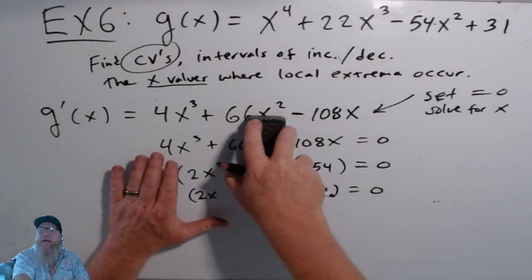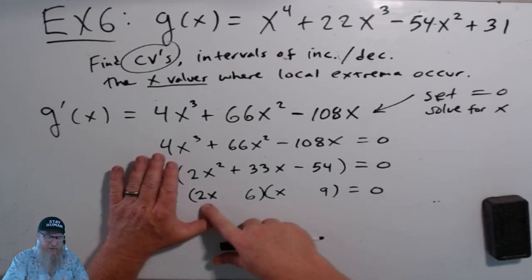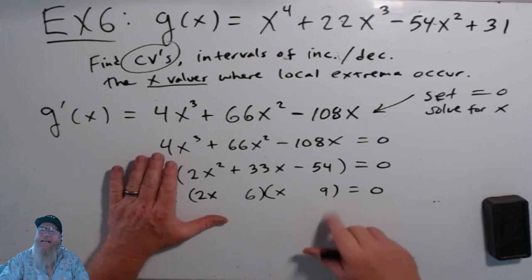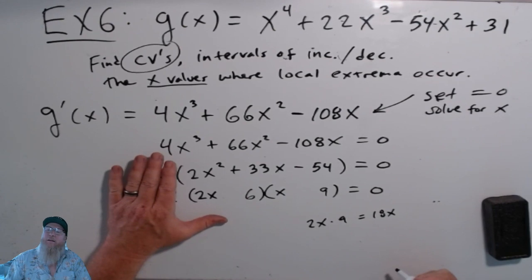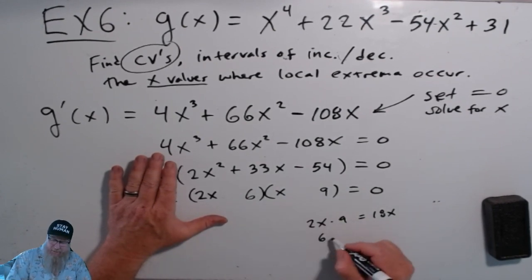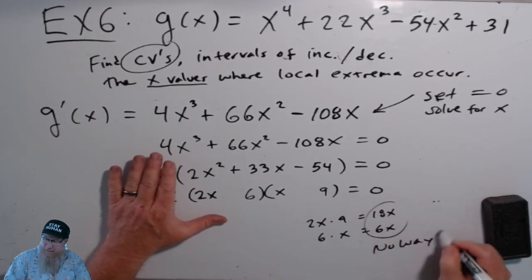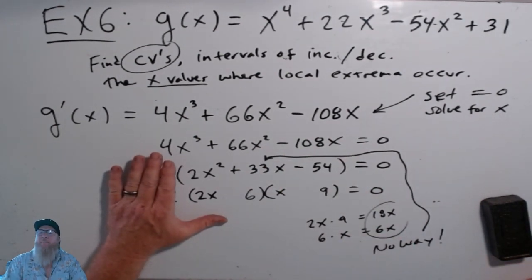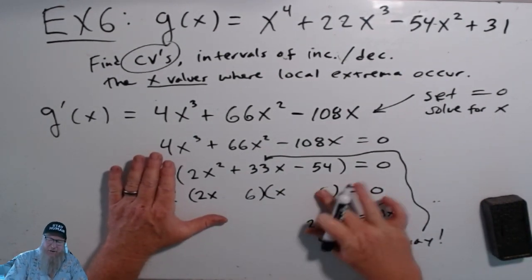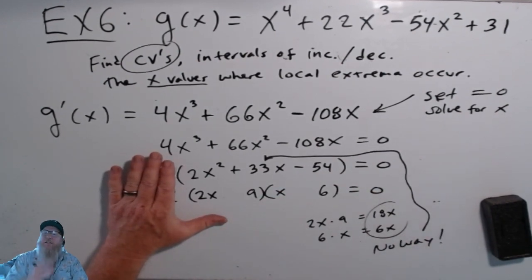So now I'm going to peek and see if the middle number comes out to be 33. Does it? 2 times 9 is 18, and 6 times 1 is 6x. There's no way that's going to be 33. It's impossible. So that means 6 and 9 aren't going to work. You could try 9 and 6, just the other way.